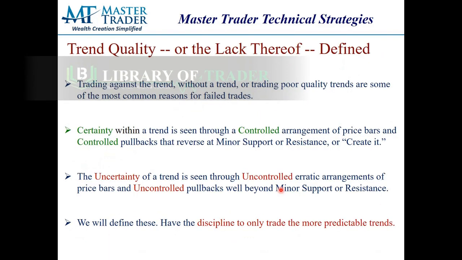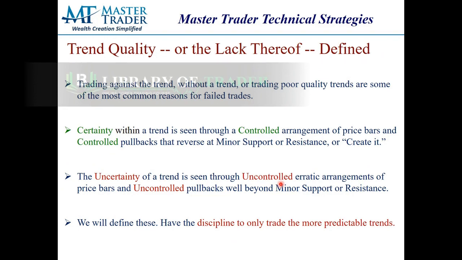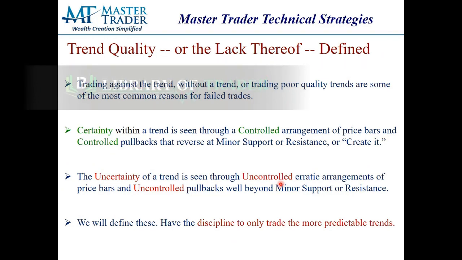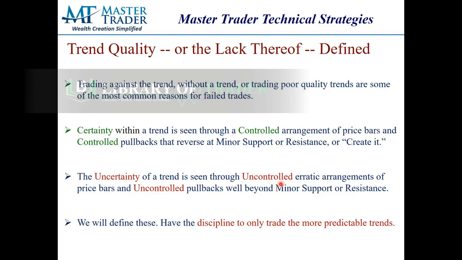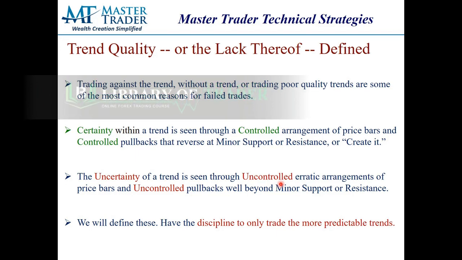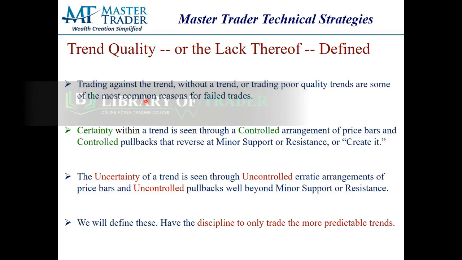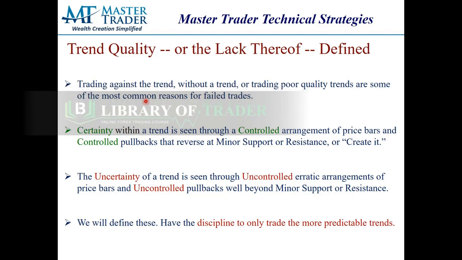Let's talk about trend quality first, or the lack thereof, and define it. Everything that we talk about as a technical concept, we have to define it so that it's clear and we can have confidence in what we're doing. Trading against the trend or without a trend, poor quality trends, are among the most common mistakes for failed trades. What does certainty look like within a trend?